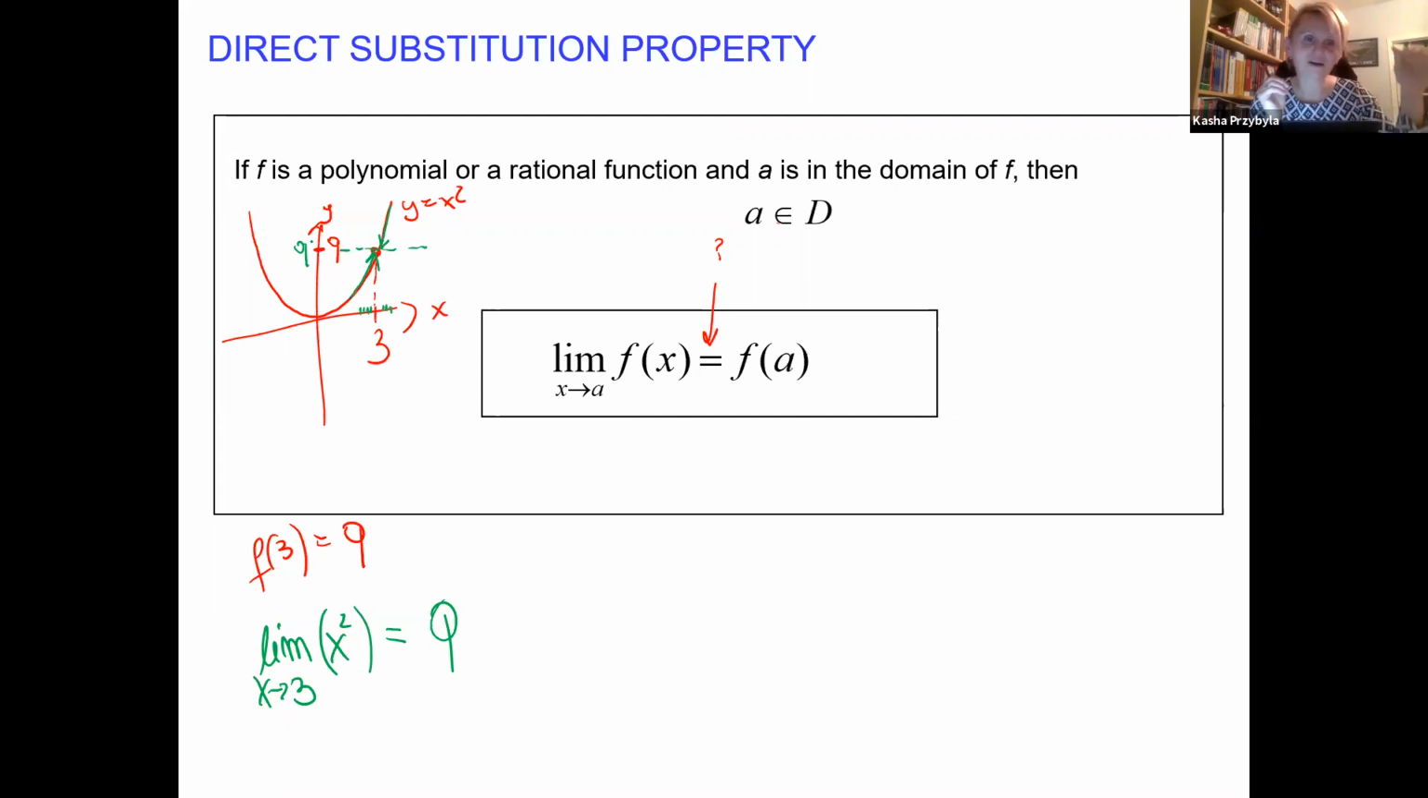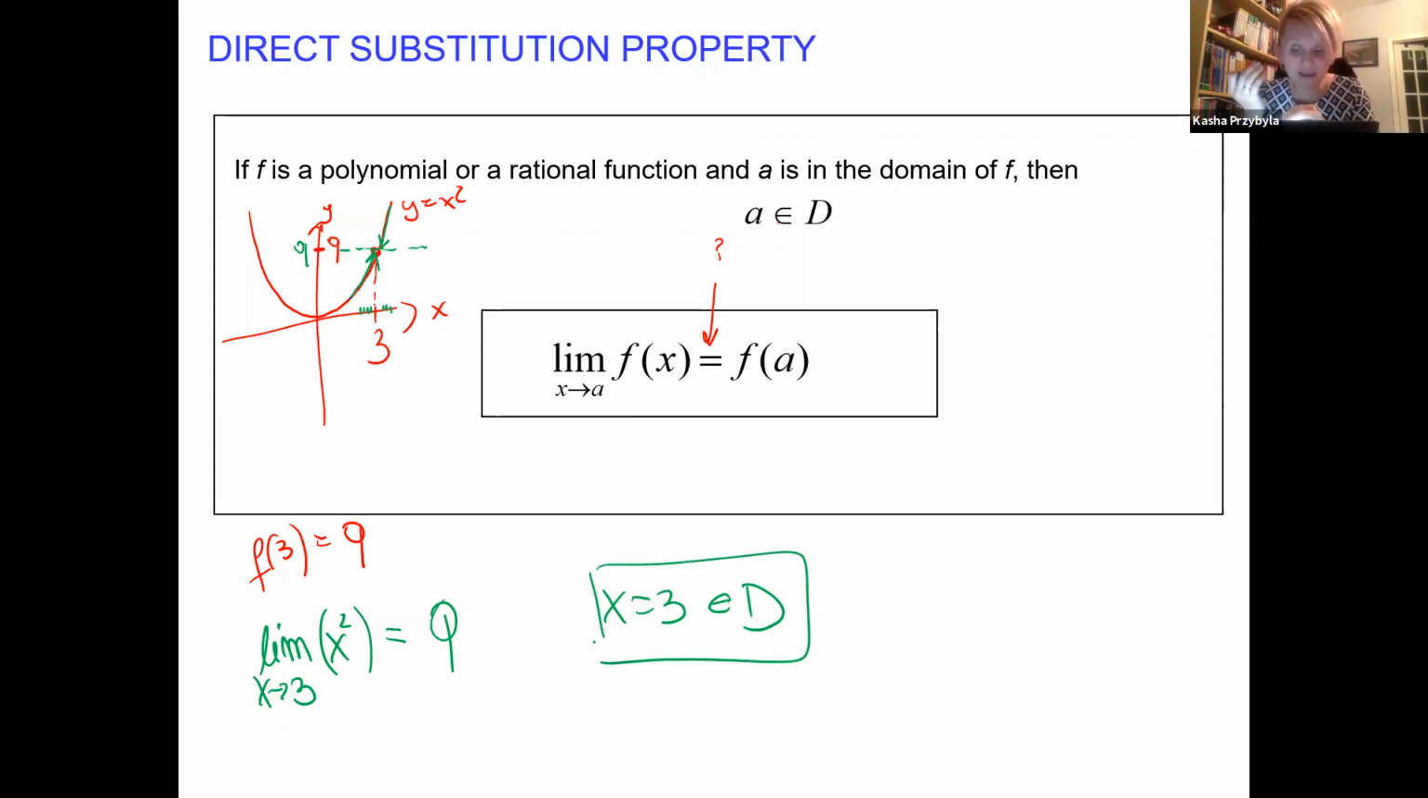Because we have a nice and continuous function, no gaps, no jumps, no asymptotes, x equals 3 is in the domain of the function. Then I can simply take that value, substitute, and that will be my limit also. If the number is in the domain, then the limit is the same as the value. But please always remember that behind this we have a definition, and please feel that limit meaning.